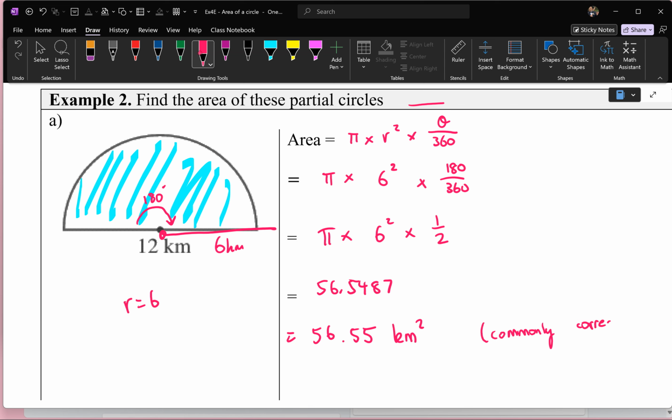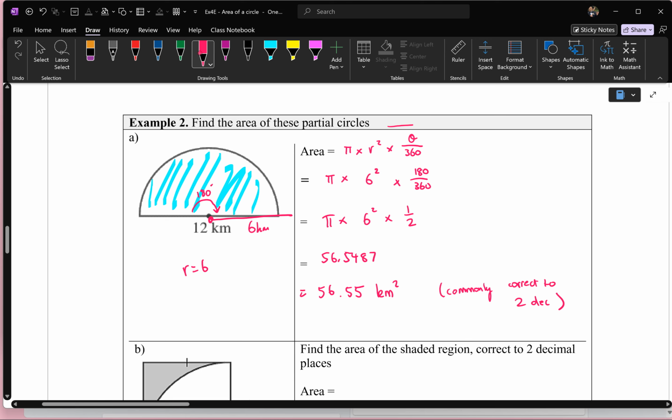Okay, so if they don't tell you, normally we do it to 2 decimal places, but you wouldn't be wrong. Okay. All right, last one.